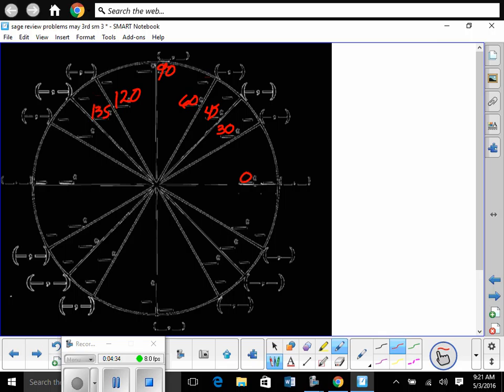135. And 180. Okay? 30. Add 15. Add 15. You guys can add better than me. Add 30. Add 30. Add 15. Add 15. And add 30.